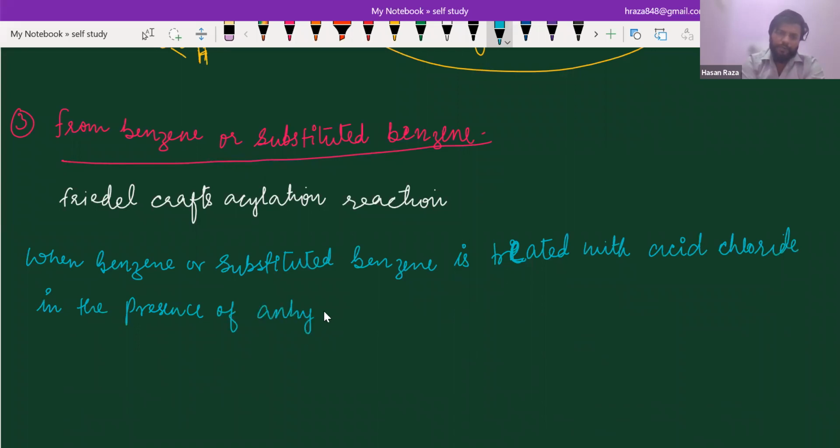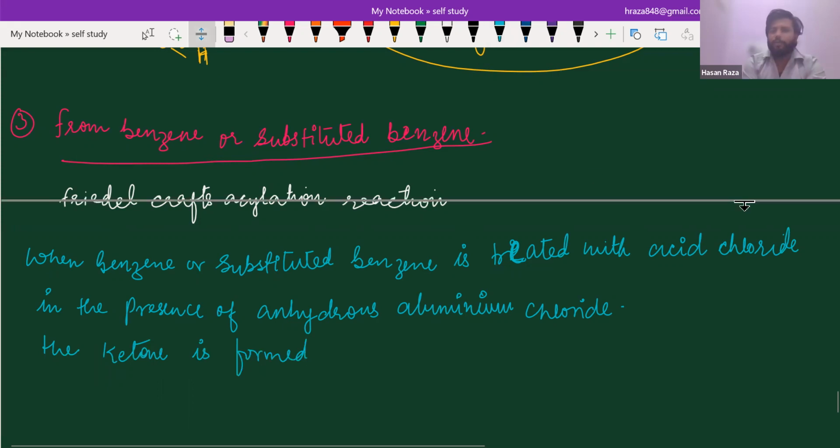anhydrous aluminum chloride, then ketone is formed. Ketone is formed.